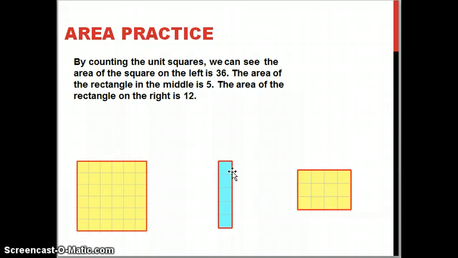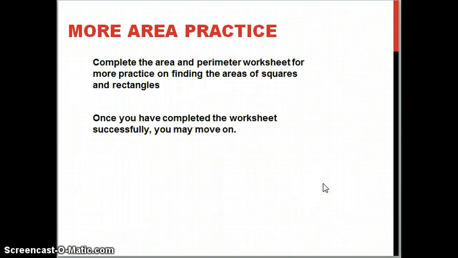So by counting the unit squares, we can see there's 36 squares inside of here, so the area is 36. There's 5 in here, so the area is 5, and there are 12 squares in this rectangle, and that makes its area 12. So now I want you to complete the area and perimeter worksheet for more practice to find the areas of squares and rectangles. Once you've completed the area worksheet, you can move on.